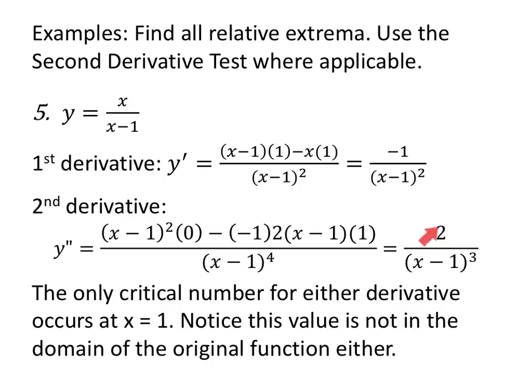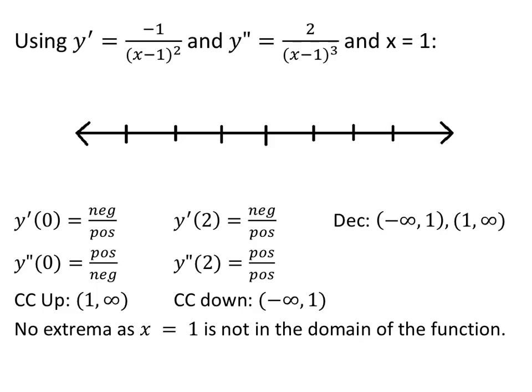Second derivative, numerator is never 0, so the second derivative is never 0. Second derivative is undefined at x equals 1, but so is the original function. So it makes sense the derivatives will also be undefined there. So it's not in the domain. Something important happens there. So if I have my critical number of 1, I'm going to take any value to the left. Oh, I'm feeling 0. Any value to the right.